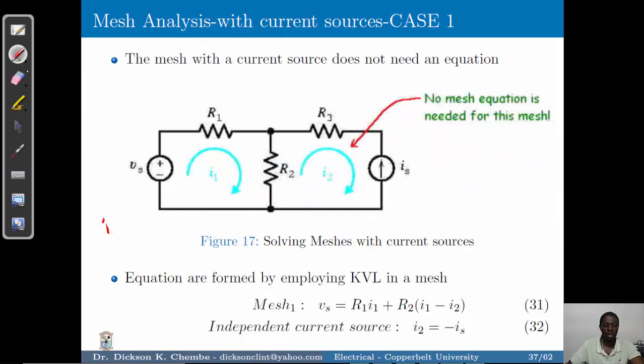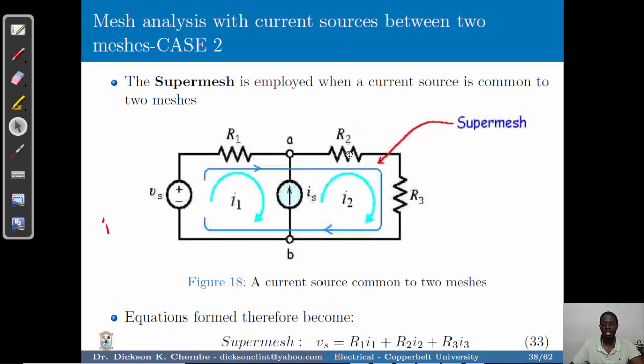So when we come to checking the second method, the second scenario. The second scenario is where we have what we call a super mesh scenario, and that is what I'm calling the second case. This is when a current source is located in between two meshes. So you're going to make two equations. One equation is what we call the equation at the super mesh, which is considering that super mesh, and then the equation on the current source.